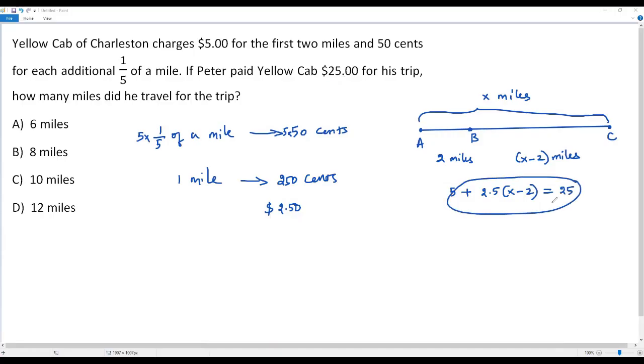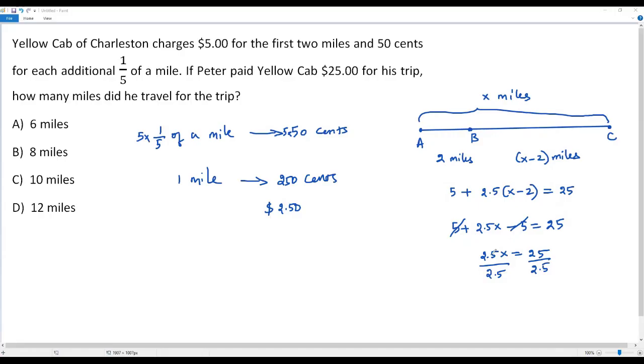Now we have to solve for x in this equation, that is 5 positive 2.5 times x negative 2 equals 25. Let's distribute this 2.5 to this x and negative 2. Then I'm getting 2.5x negative 5 equals 25. Here this negative 5 and positive 5 will become 0. We get 2.5x equals 25. Let me divide both sides of this equation by 2.5. When I do so, this 2.5 will cancel out. I'm getting x on the left side. When I divide 25 by 2.5, I'm getting 10.